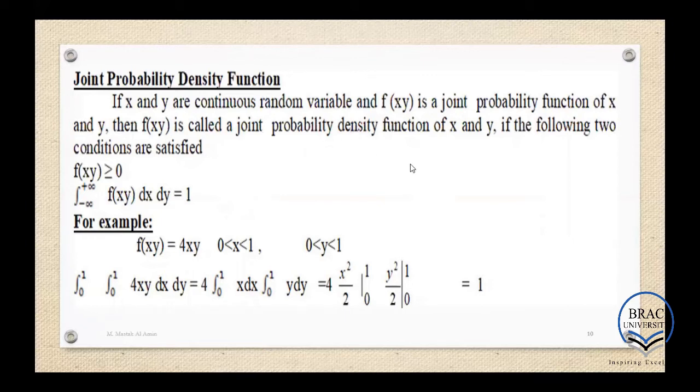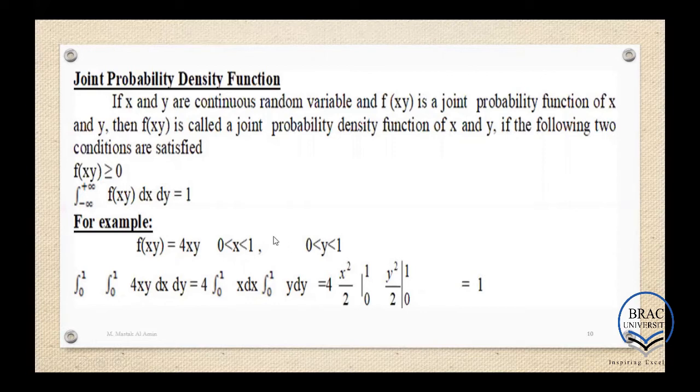So when x and y are continuous random variables, then the function f of x, y is called a joint probability density function if it satisfies these two conditions. Number one, the function must be greater than or equal to 0, and the total probability of this function is 1. So if we consider one example, say the functional form of f of x, y is 4xy, where x lies between 0 to 1 and y lies between 0 to 1.